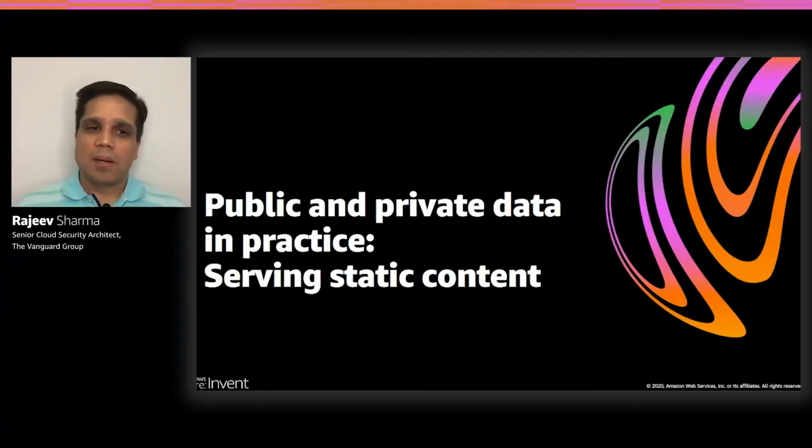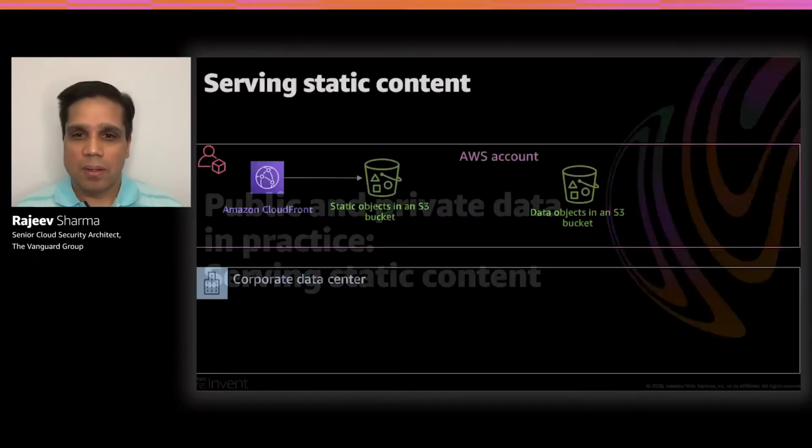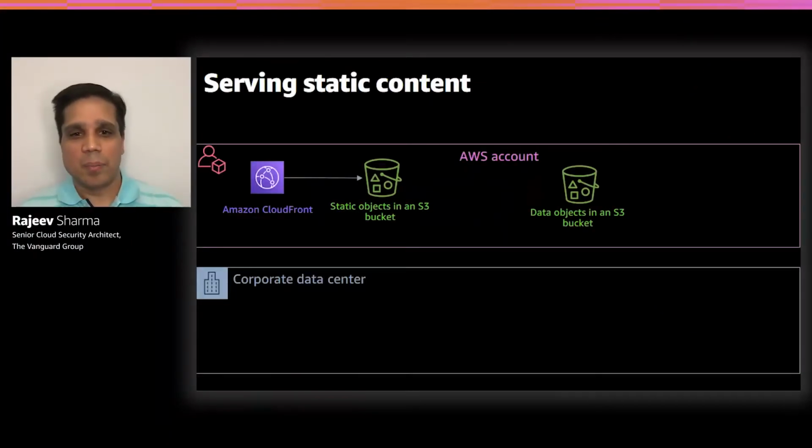Thanks, Becky. So here at Vanguard, we sometimes have to actually publish data through S3 buckets. But with the public access block turned on, that makes it very difficult. So how do we actually publish things like static content, like HTML files and JavaScript and CSS? We do that through the CloudFront service. So CloudFront can connect to an S3 bucket and allow public access to that bucket.